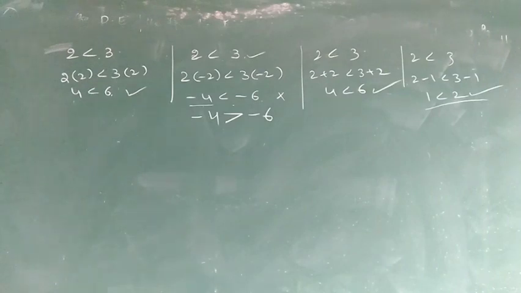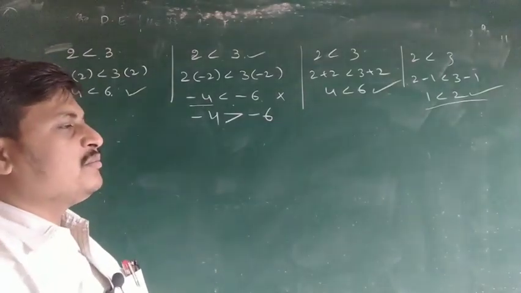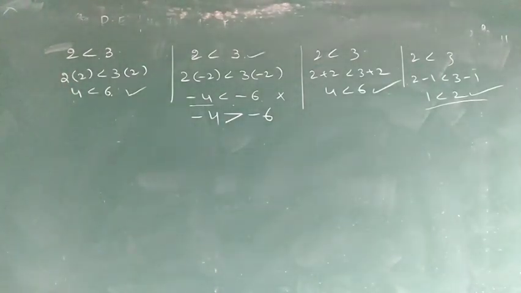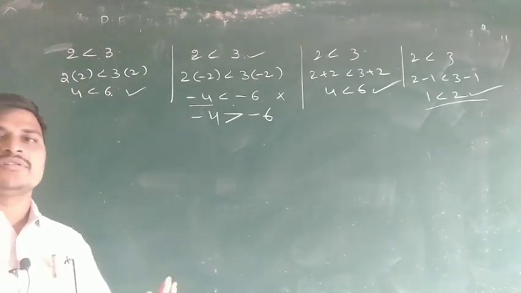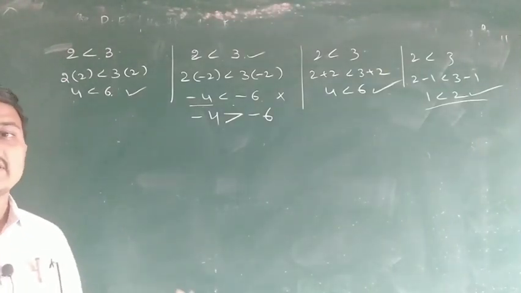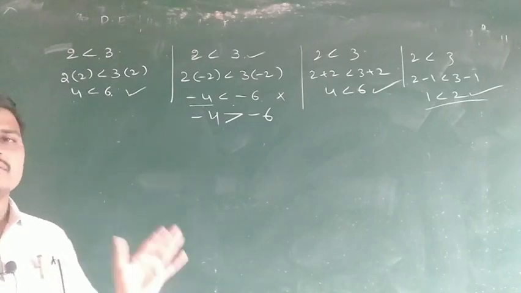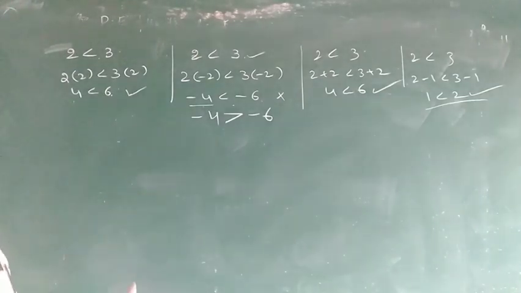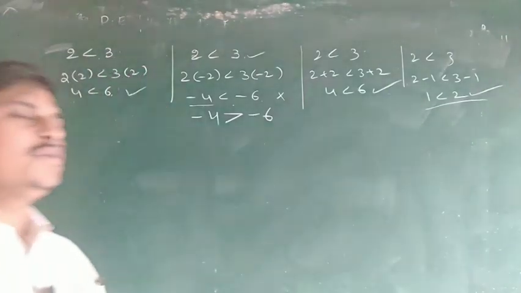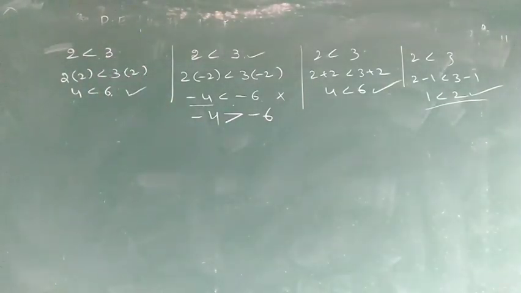But when you multiply or divide an inequality by a negative number, the sign will be changed, or reversed. Changed means reversed. Less than, greater than, less than or equal to, greater than or equal to all reverse. This is rule number 2, a very, very important rule.